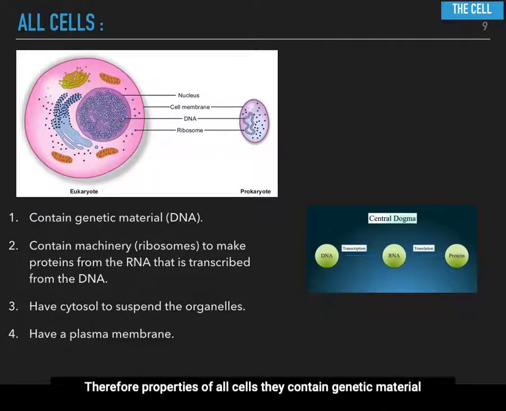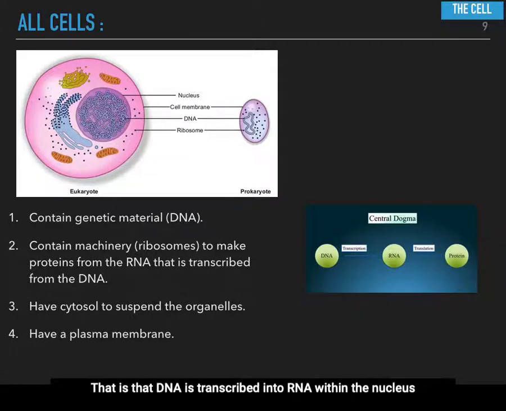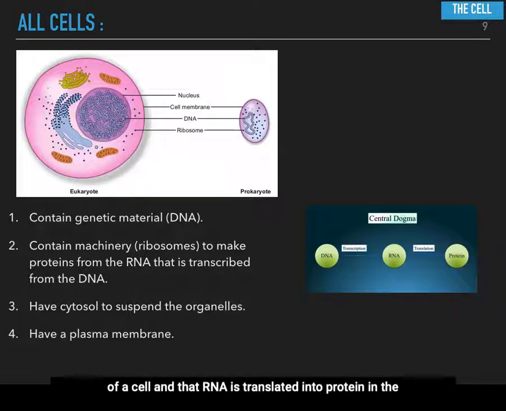There are 4 properties of all cells. They contain genetic material, DNA. They contain ribosomes. These first 2 properties are directly correlated to the central dogma of biology, that is, that DNA is transcribed into RNA within the nucleus of a cell, and that RNA is translated into protein in the ribosomes of the cell. Ribosomes and the other organelles that function to help the cell survive are suspended in a fluid called cytosol. And to keep all these organelles together, there is a cell membrane, known as the plasma membrane or a phospholipid bilayer.